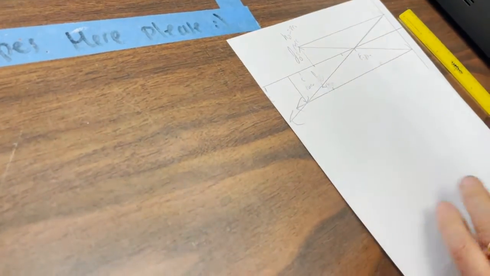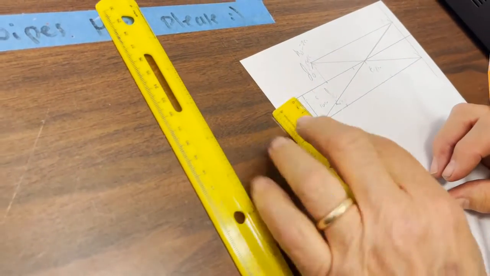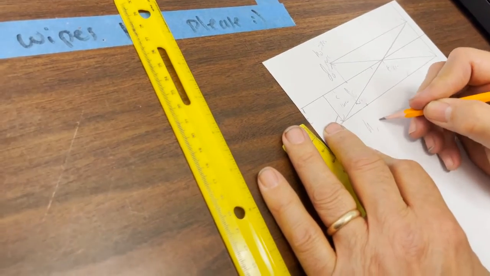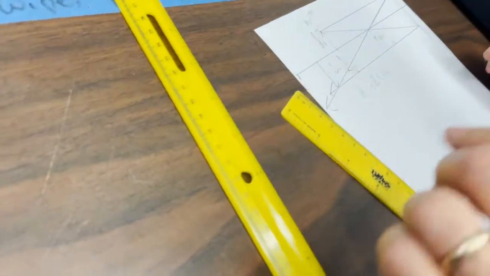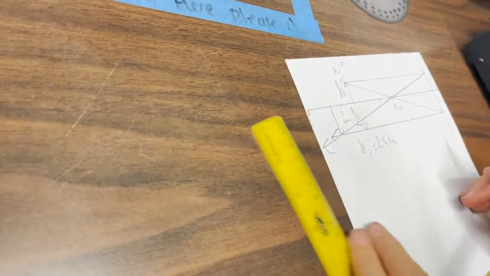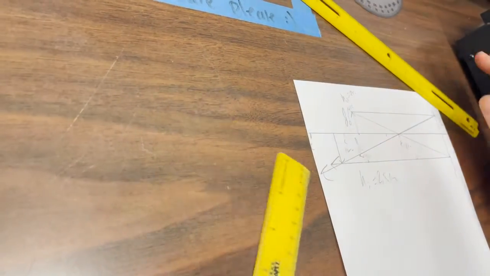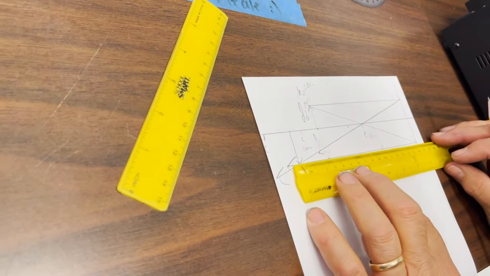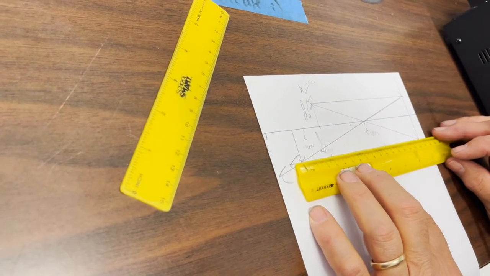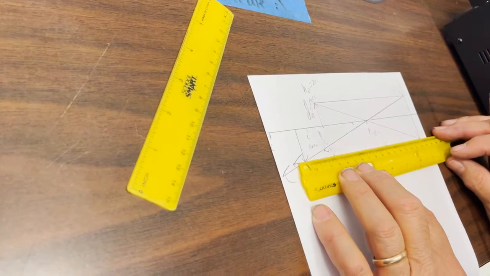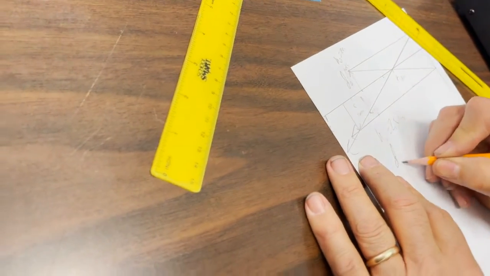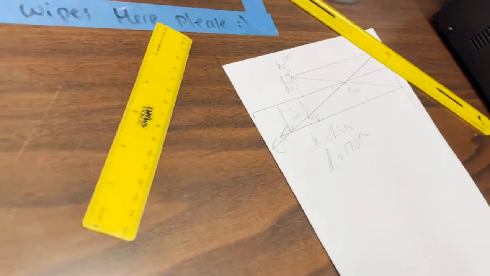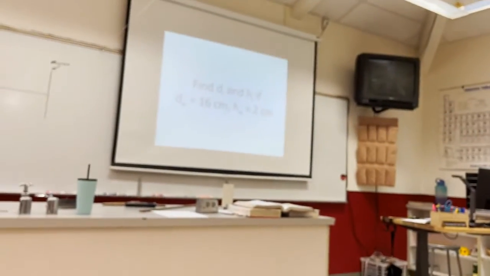Now, measure the height of the image. So the height of the image is 2.5 centimeters. That makes sense because it's a little bit bigger. And the distance from the mirror, can I measure that with this? Nope. It's a much better ruler. I'm going to call that 17.3. So the distance to the image is 17.3 centimeters. Okay. Boom, boom, boom. There is your ray diagram.